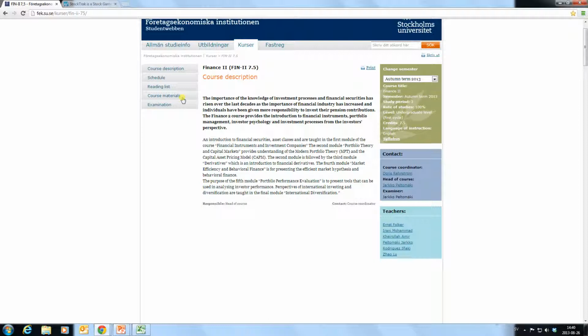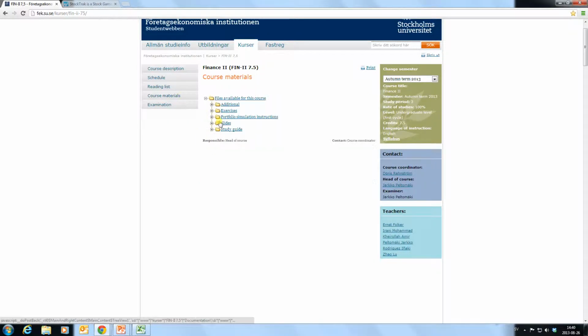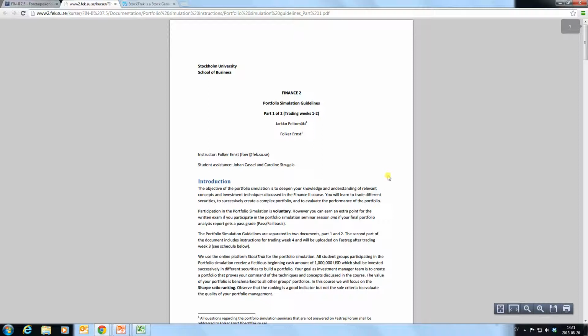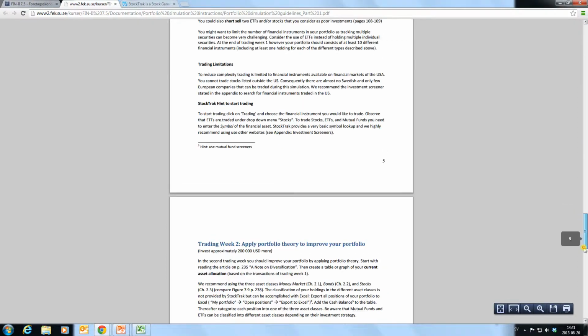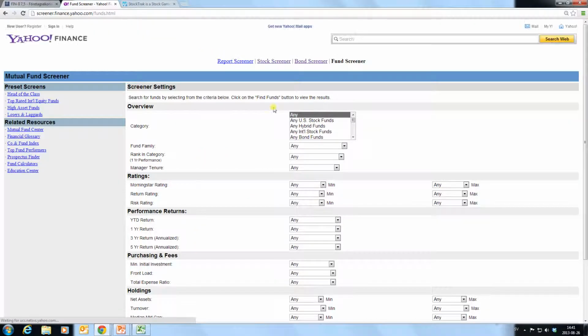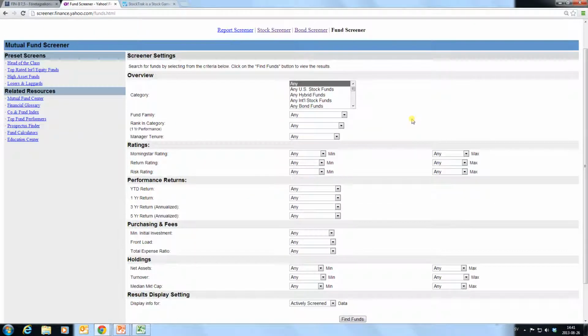In the course webpage, we go to course materials, then to the portfolio simulation instructions and the simulation guidelines part 1. At the end, we have the appendix with all the investment screeners. And the one I'm going to use today is the one called Mutual Fund Screener, which is a screener by Yahoo. So we click on that one, and we get here.